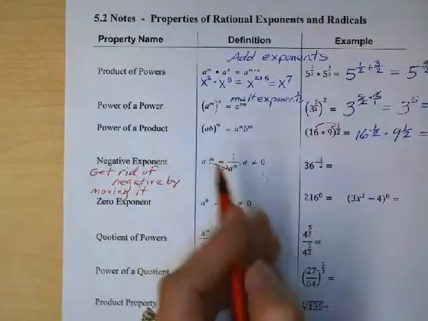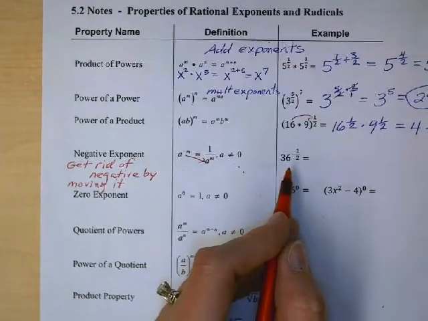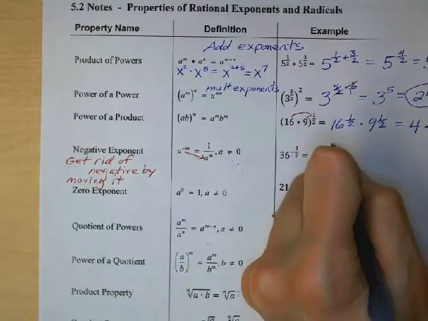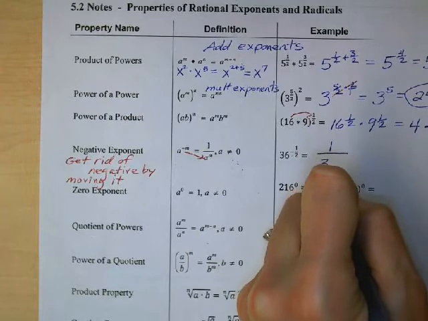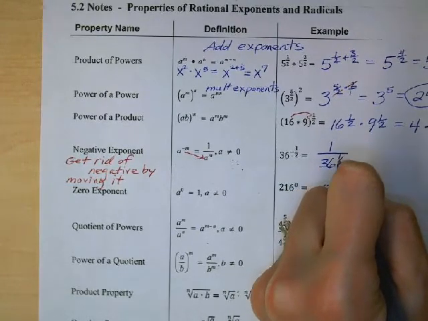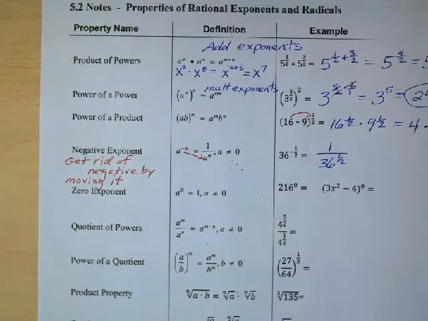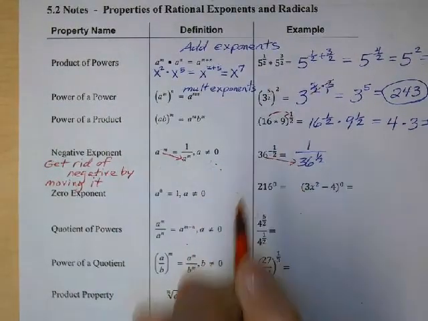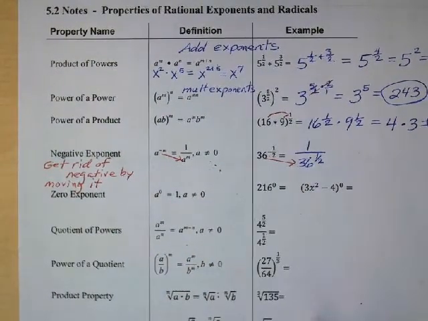So this has 36 to the negative 1/2 power. So I'm going to put 1 over 36. And now it's not negative anymore. Now it's just 1/2 power. See, I moved it down to the bottom of a fraction.